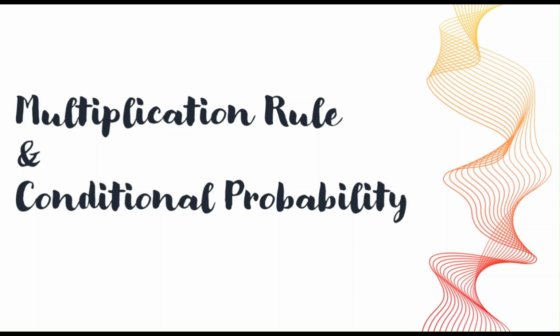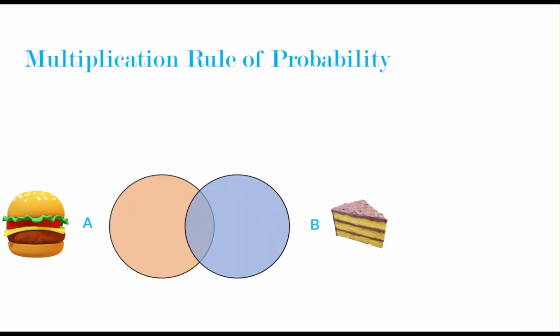In this video, we will discuss the multiplication rule and conditional probability. First, let's start with the multiplication rule. Consider independent events, where the occurrence of one of the events does not change the probability of occurrence of the other events. In the previous video, we took the example of placing an order for either a burger or a pastry. Now, if we wish to have both the items, then what will be the probability of that happening?